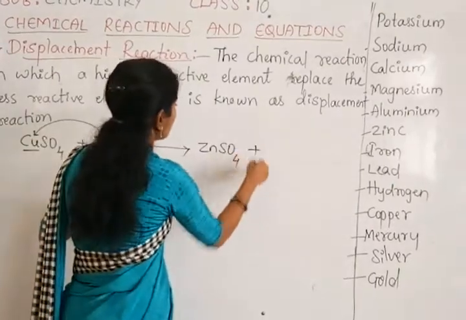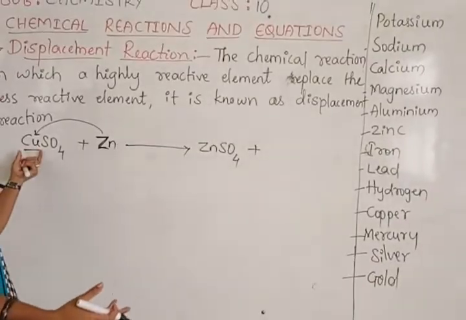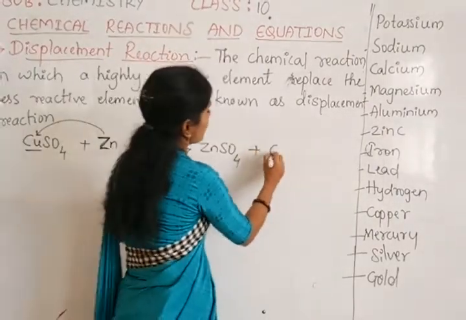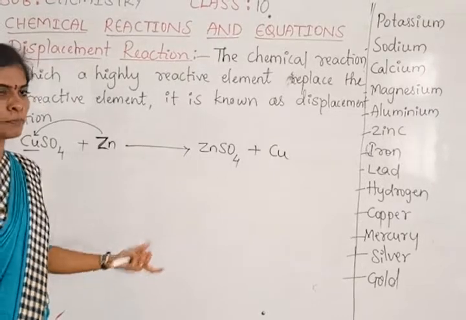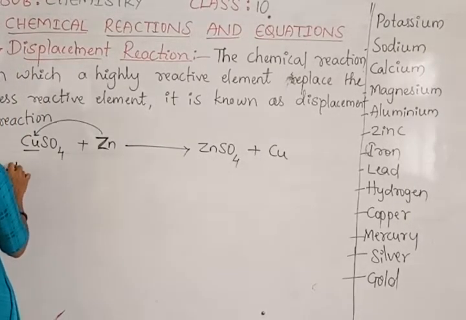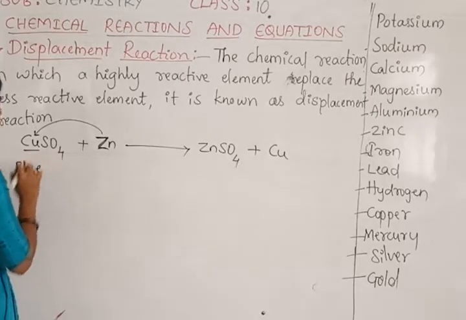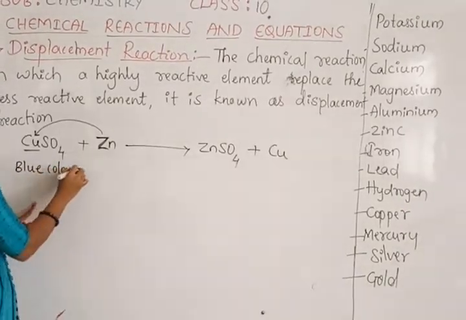And what will be here? Again this copper will be replaced and copper will be deposited on the zinc strip. Okay, so here we have copper sulfate. What is the color of this copper sulfate? Blue color. Okay, it is a blue color solution.